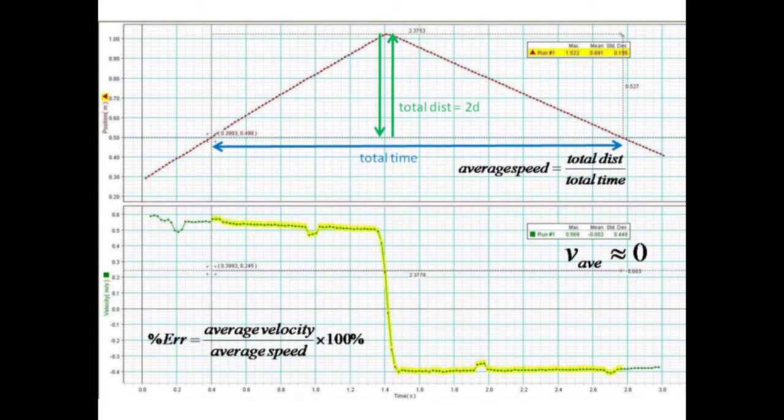An appropriate estimate of the error in your average velocity experiment is to compare the nearly zero average velocity with the average speed and convert to a percentage.